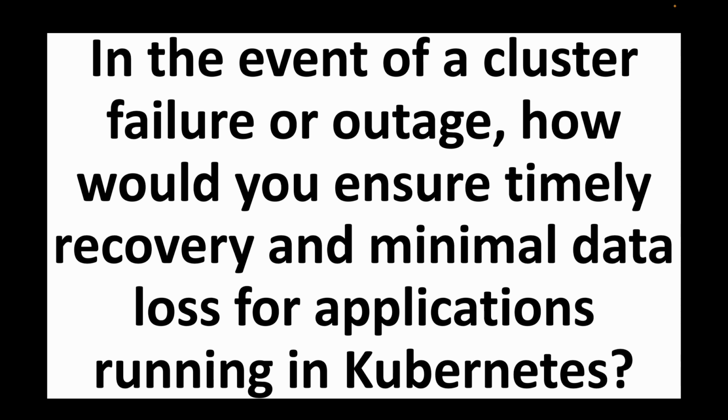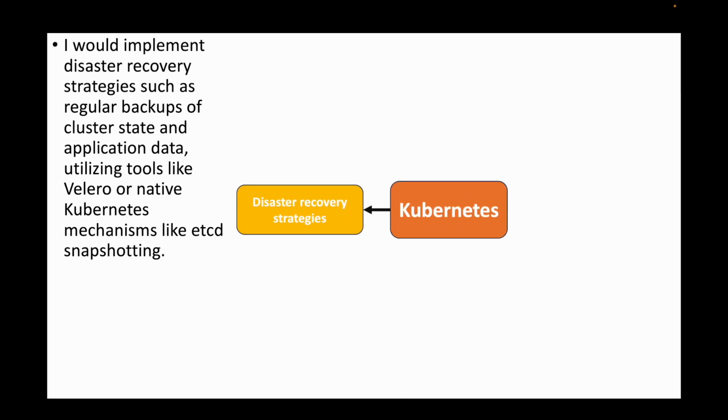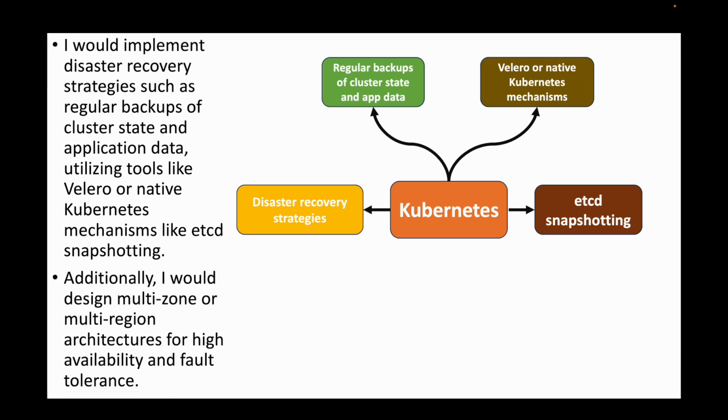The next question we have is, in the event of a cluster failure or outage, how would you ensure timely recovery and minimal data loss for applications running in Kubernetes? So for this, we can make use of disaster recovery strategies. Now, there are multiple strategies when we talk about disaster recovery. Some of the common strategies would be regularly taking backups of the cluster data and also the application data. And again, we have tools available for this, like Velero, or native Kubernetes mechanisms like taking a snapshot of etcd itself, which is your cluster data. That way, if something goes wrong, we can recover the data from these snapshots.